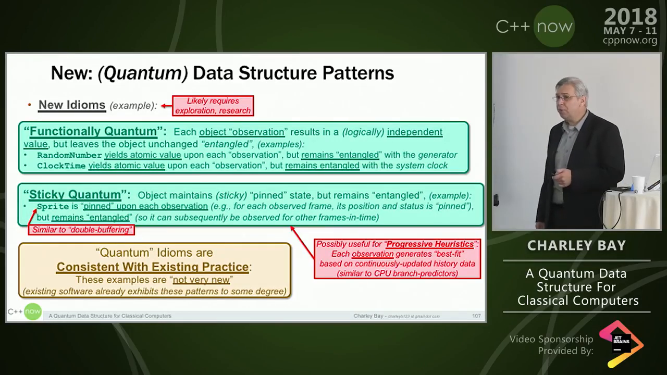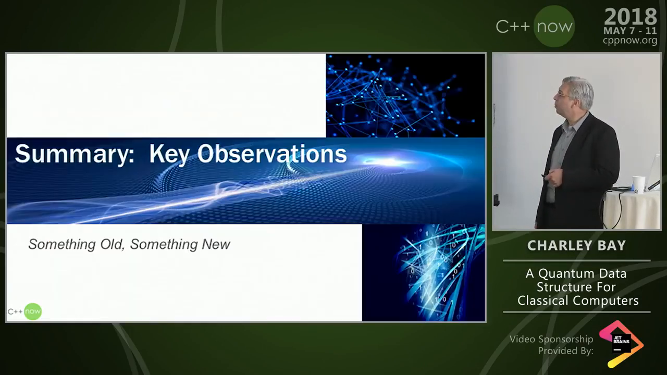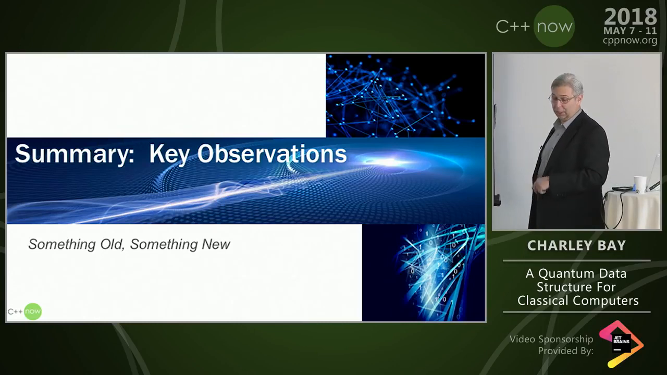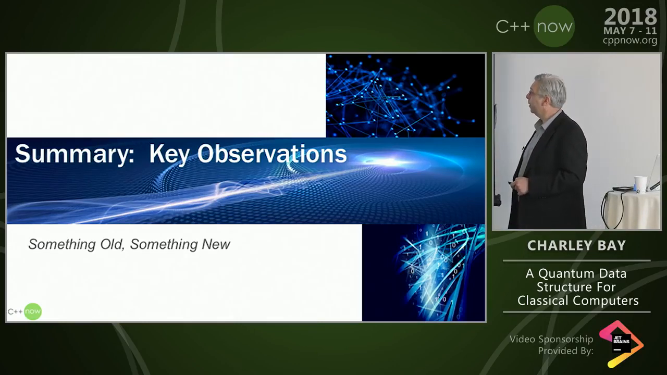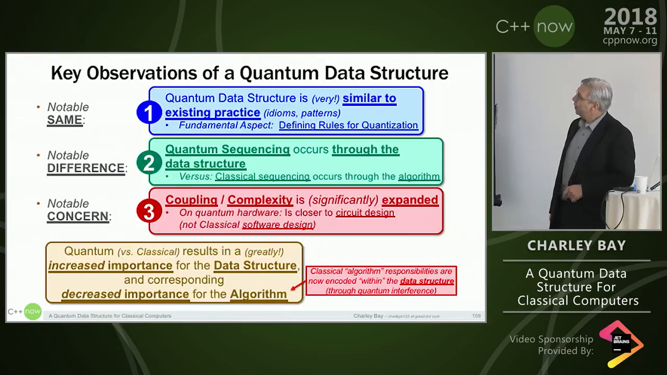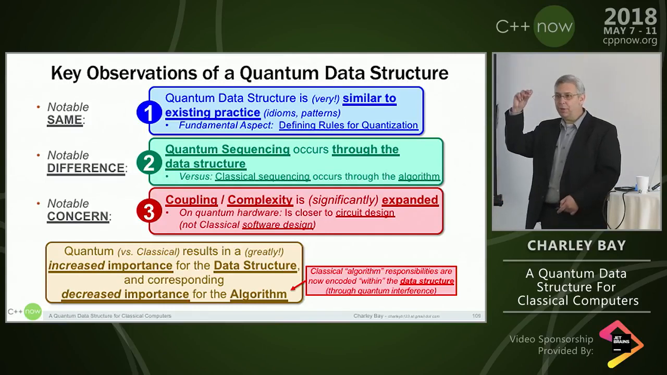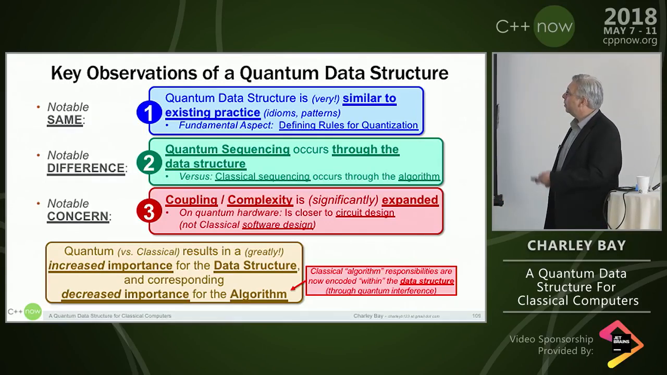Mostly it seems to be useful in highly complex domains in which you're willing to handle the increased complexity of the implementation of the object, because the computational density goes high. Key observations, same. It's what we do now. It's like, no big deal. We already deal with little units of discrete value. Sequencing is in the data structure.